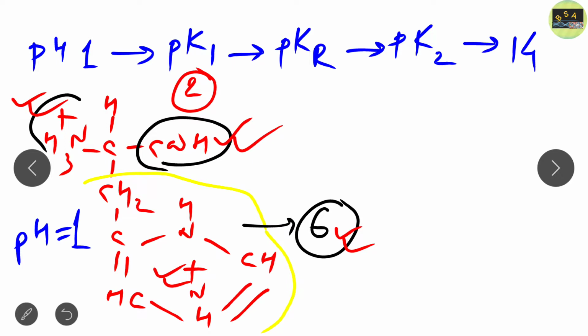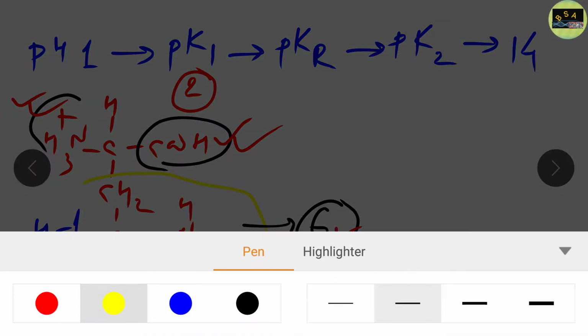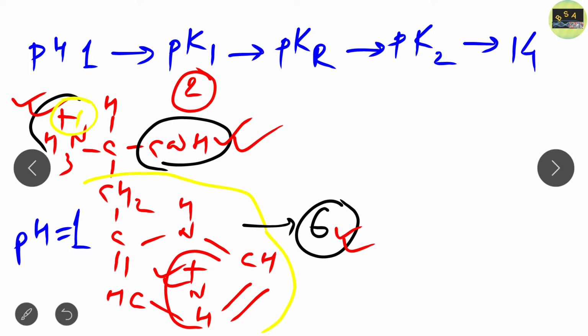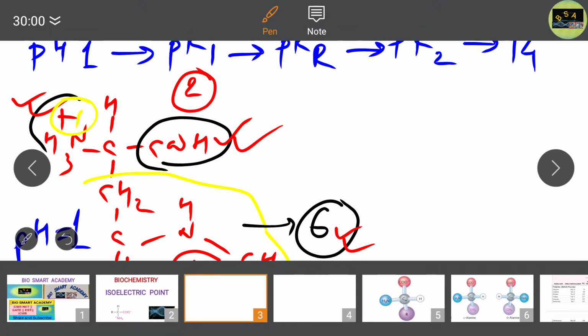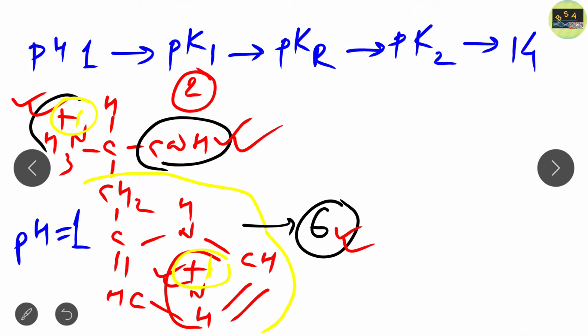So above 6 this charge will be affected. Okay, so what is the total charge when we move from pH 1 to pK1? Here is a charge plus 1 and here is a charge plus 1. Look at this side chain. So there is plus 1 plus 1, that is 2. So the charge is plus 2.